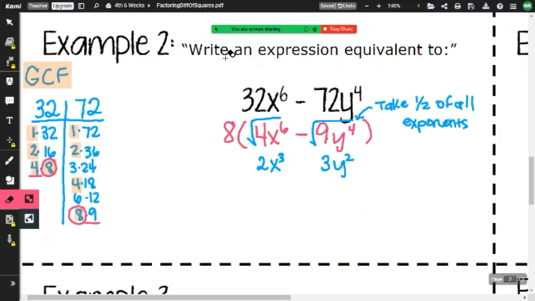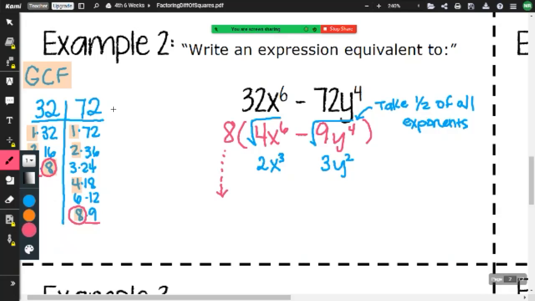Somebody said you subtract 3, but I cannot apply that rule to every single one of them. I can subtract 3 to get my x cubed, but if I subtract 3 here, I don't end up with y squared. You take half of all your exponents. Everybody got that? Yeah. All right, now let's put our final answer together.